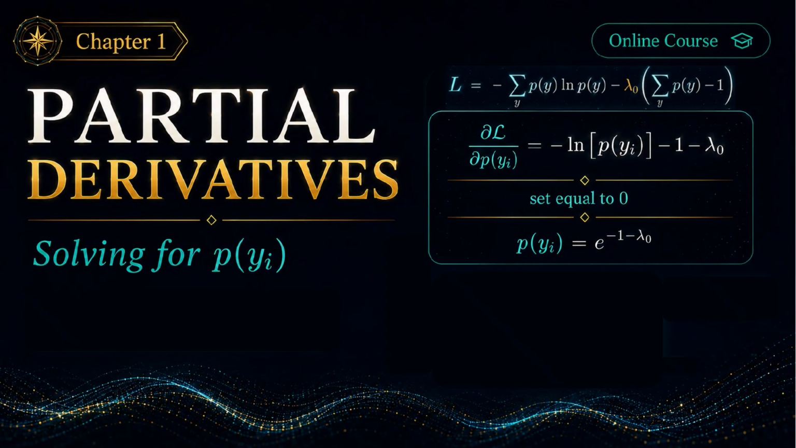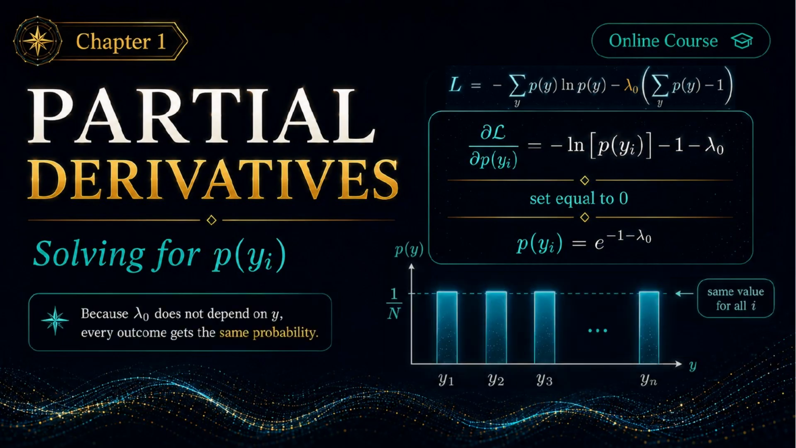Now, once again, notice that in our probability of y, the expression e to the negative 1 minus lambda 0 does not depend on the value of y. In other words, it is the same for each y_i, and this is again another hint that just having the normalization constraint is going to lead to a distribution in which all outcomes are equally likely. Again, the uniform distribution.